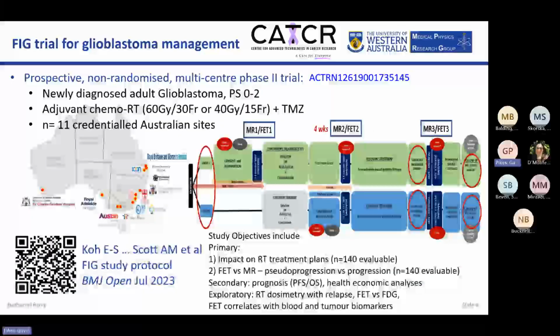So the FIG trial was a prospective, non-randomized, multi-center phase 2 trial, which is recruiting newly diagnosed glioblastoma patients. In particular, it's taking FET-PET images at three main time points, the first being at radiotherapy planning. That's at FET1. FET2 is your baseline imaging 4 weeks out post radiotherapy. And then FET3 is at suspected progression.